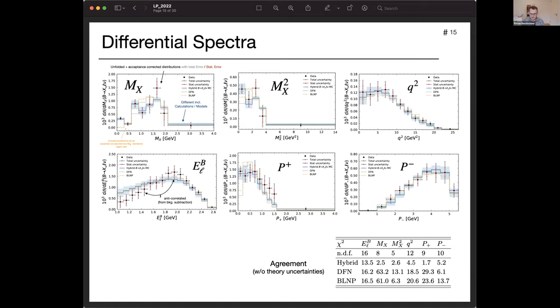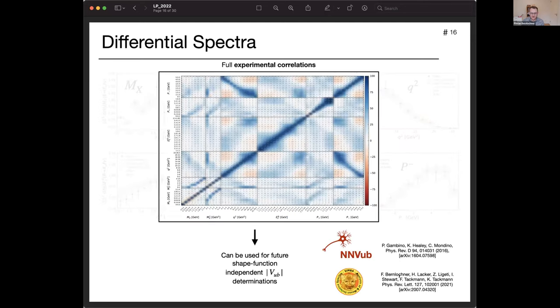One can see by eye some potential tension in EL, but the bins in question here are actually quite highly anti-correlated due to the background subtraction. We also did some chi-square tests. You see the values here at the bottom right, and overall, the models and the theory calculations agree quite well with the measured spectra. Okay, we also determined the full experimental correlations of all these spectra amongst themselves, since they analyze the same events, they're correlated.